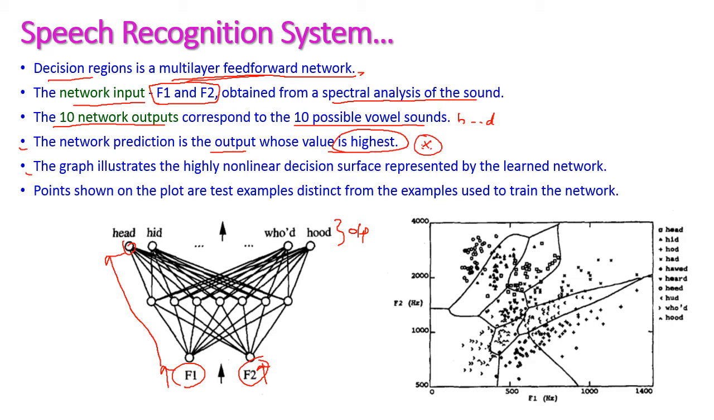The graph illustrates this. The highly non-linear decision surface is represented by the learned network. So there is no linear classification here. The classification is very high because these are non-linear decision surfaces, and the points shown in the plots are test examples distinct from the examples used to train the network. So we have taken a fixed training set to classify the data.